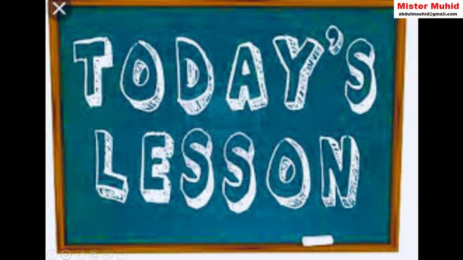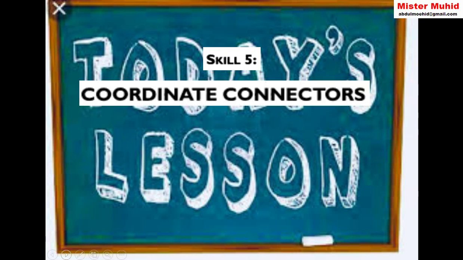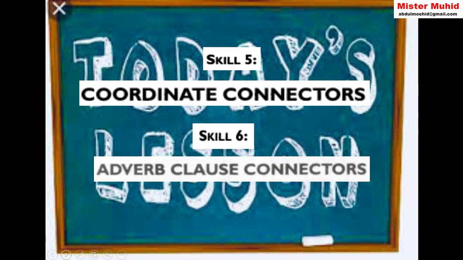Okay, for today's lesson, the first we are going to tell about skill 5, and then also skill 6 after skill 5. So skill 5 is about coordinate connectors, and skill 6 is about adverbial clause, adverb clause connectors. Okay, so we discuss one by one. The first is skill 5 and then the next is skill 6. Okay, here we go to skill 5 first.